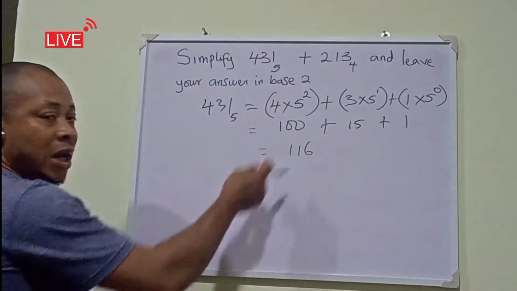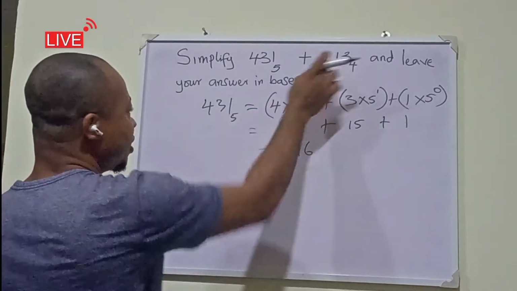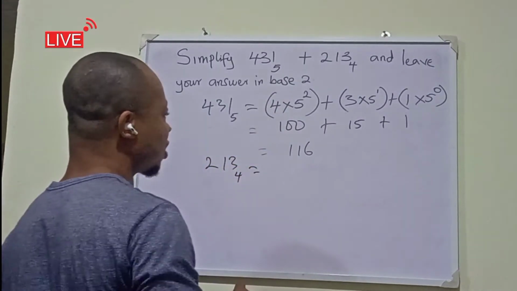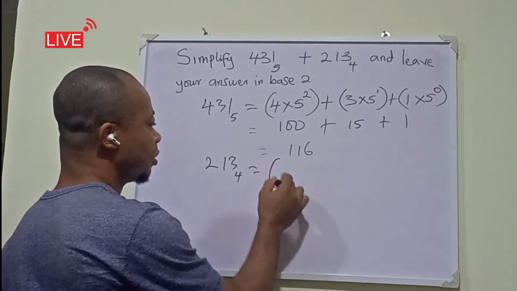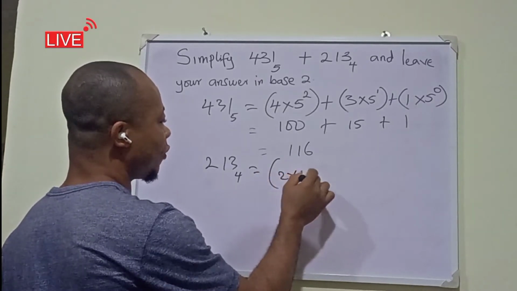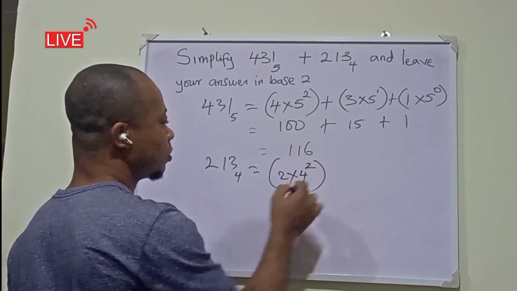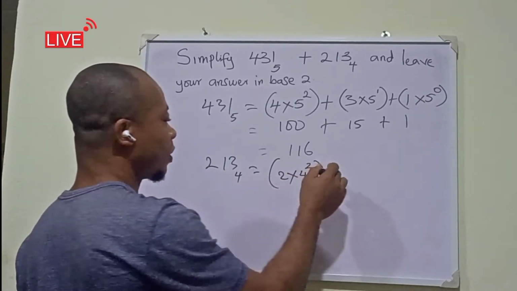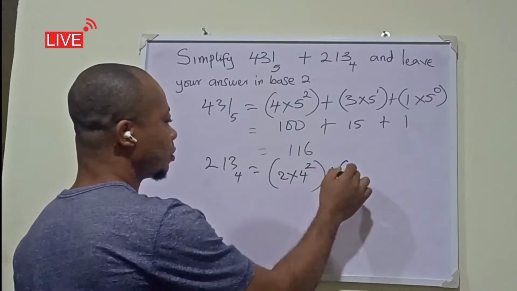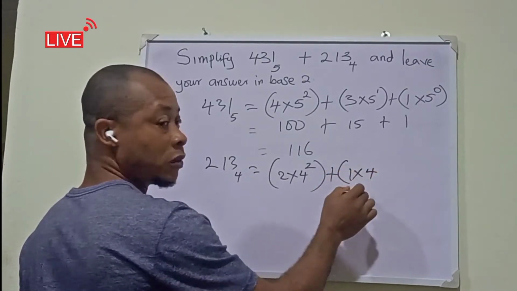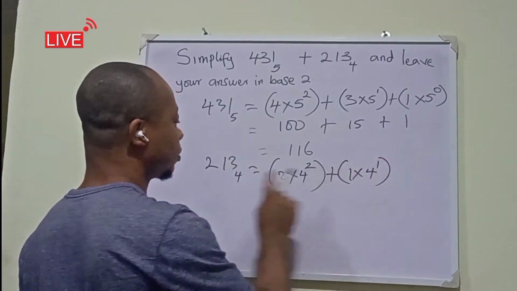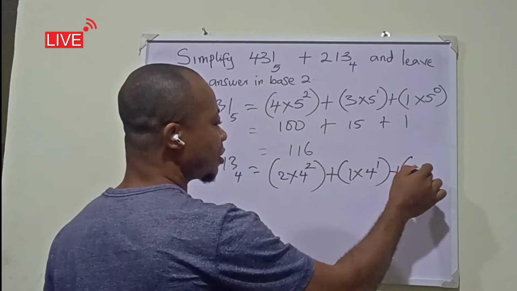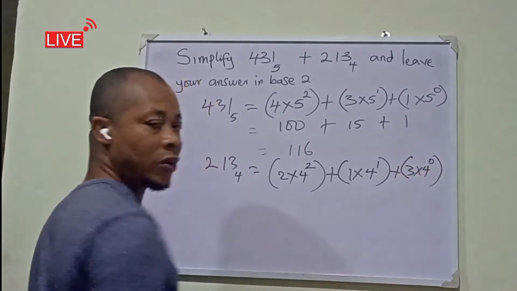Okay, the same thing applies to this. Let's expand this. We have 213 base 4. It's going to be 2 times 4 raised to power 2. Because you have only 3 digits, you pick 2, remaining 2. Then plus 1 times 4 raised to power 1. Then the last one is plus 3 times 4 raised to power 0.